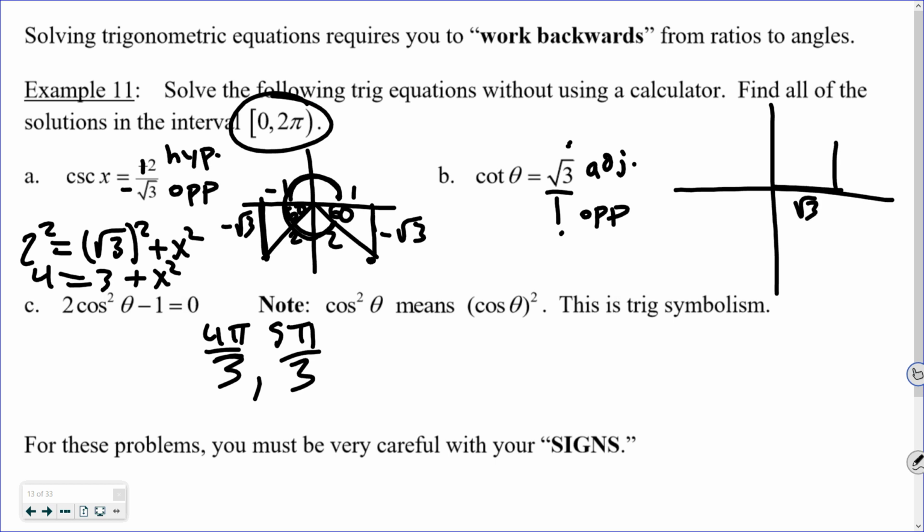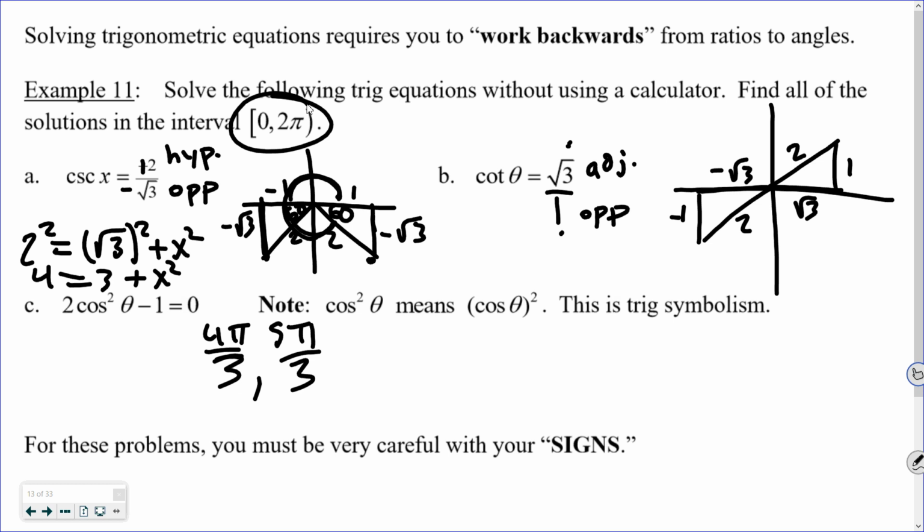And the opposite is 1. By the way, if you recognize that, this side has to be 2, right? That is a 30, 60, 90 triangle. So they could both be positive. They could also both be negative. So I could go to the left square root of 3, and down a negative 1. That would also give me a positive.